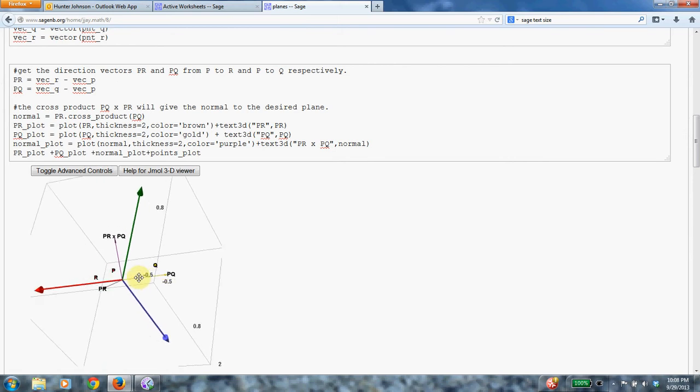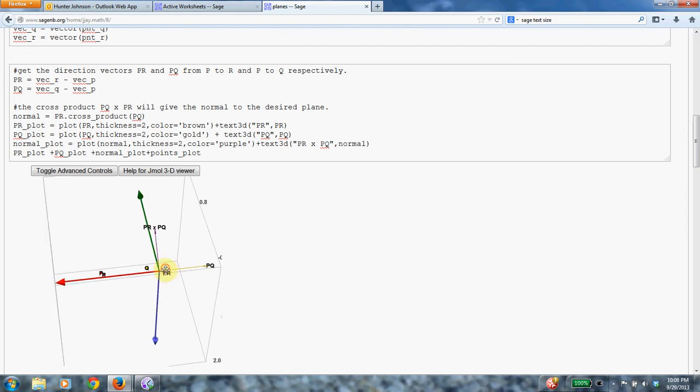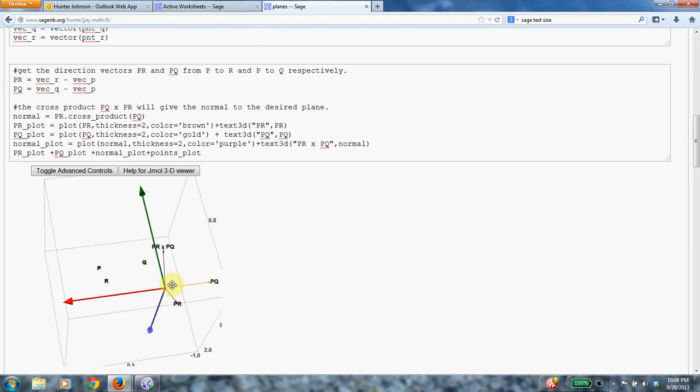I picked those points P, Q, and R kind of lazily so that they happen to be in a plane with the origin. You can imagine that they might be some other place. Doesn't matter. But the important thing is that the plane determined by PR, PQ, and the origin is going to be parallel to the plane determined by P, R, and Q. And so this purple vector, which is normal to the plane determined by PR and PQ, is also going to be normal to the plane determined by P, R, and Q. Recall that having a normal vector to a plane is a crucial part in finding an equation that describes it.